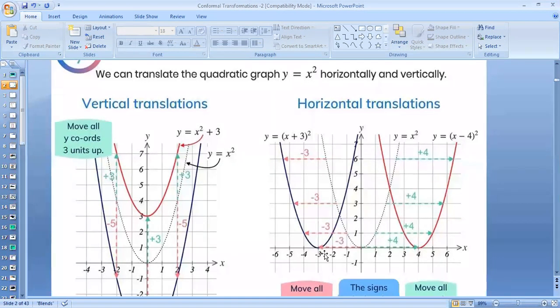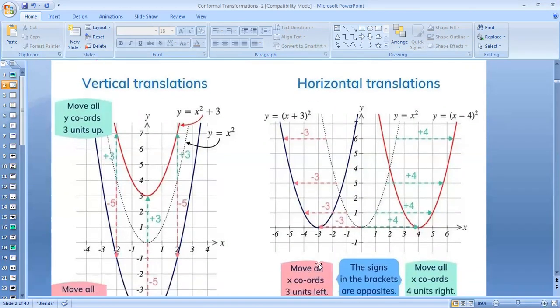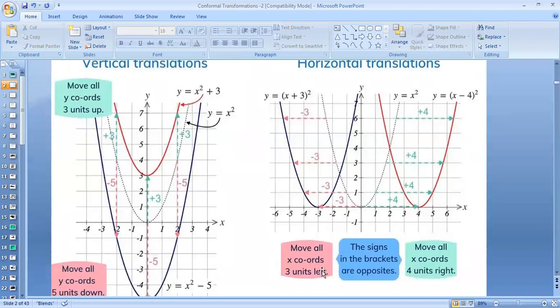But if we move this curve, the intersection point on the horizontal axis is -3, this is 4 and this is 0. But this y equals x square curve can be transformed horizontally to y equals x minus 4 whole square, or y equals x plus 3 whole square. This is actually called horizontal translation. Move all x coordinates 3 units.